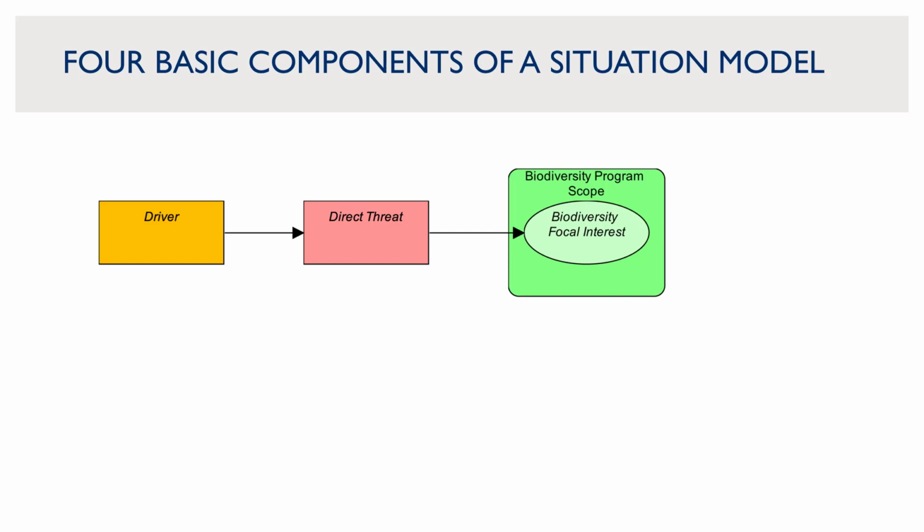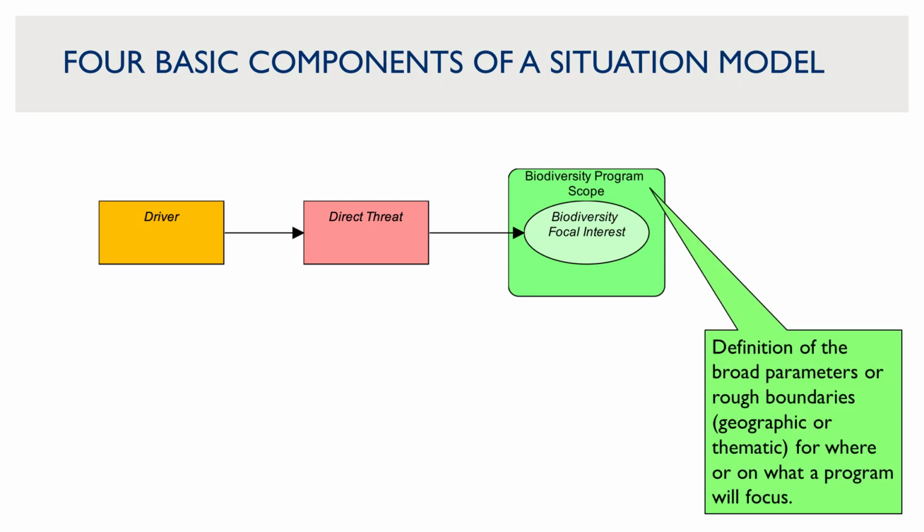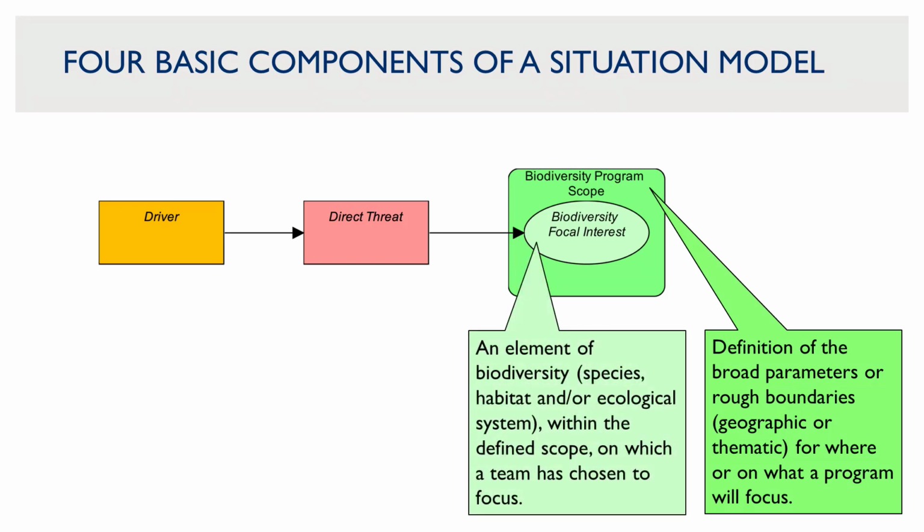There are 4 basic components of a situation model for biodiversity programming. The green box on the right is the biodiversity program scope. This is the broad parameters or rough boundaries, geographic or thematic, for where or on what a program will focus. The light green oval inside the green box is a biodiversity focal interest. This is an element of biodiversity, namely a species, habitat, and/or ecosystem within the defined scope on which the team has chosen to focus. A situation model will often have at least 2 or more biodiversity focal interests.